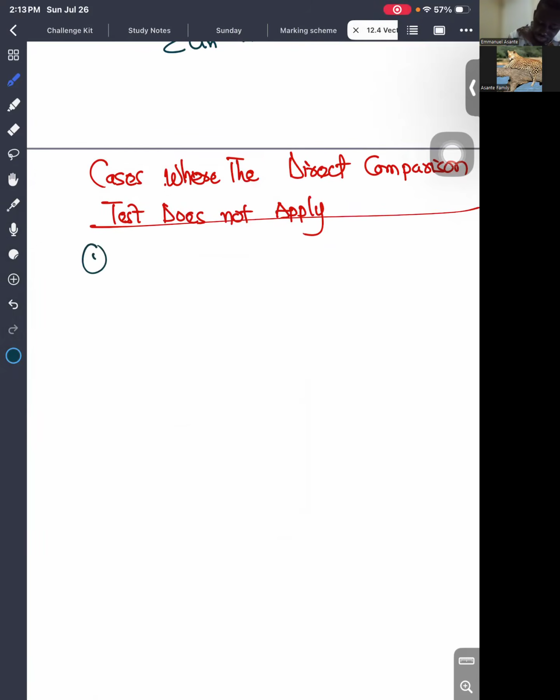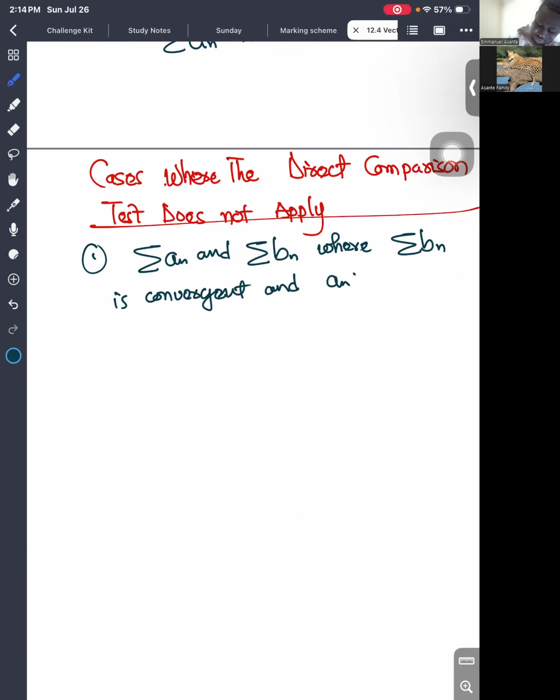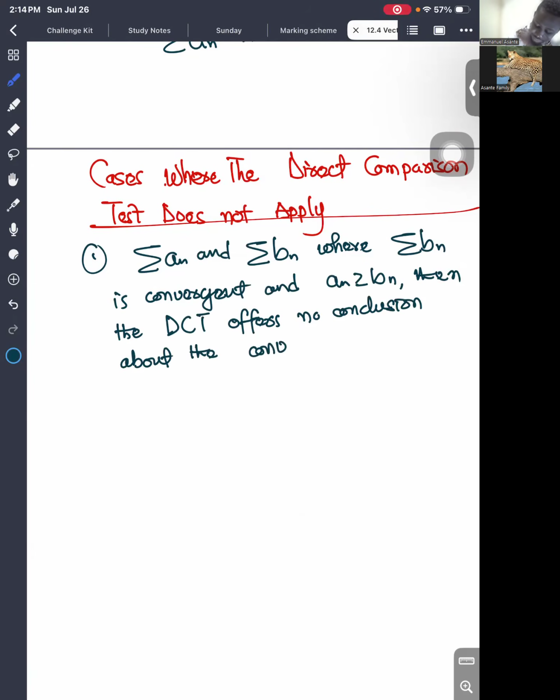Well, if I consider two series, sigma An and sigma Bn, where sigma Bn is convergent and An is greater than Bn, then the DCT, or direct comparison test, offers no conclusion about the convergence of sigma An.